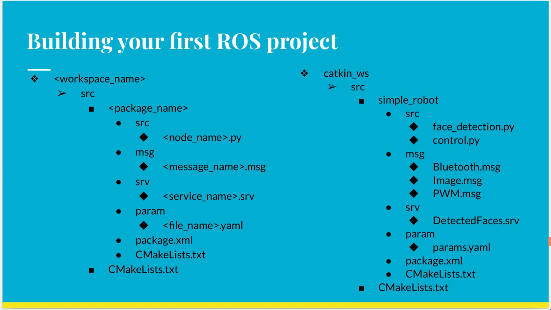Here we have the package structure for the example application we were discussing. This SRC folder contains the 2 programs for the face detection and the control nodes. The message folder contains 3 files, each for a type of message that's required for the project. The SRV folder contains a file that defines the message types for the face detection service that we talked about. We also have a parameter file which we will use to mention a file name for logging some data.